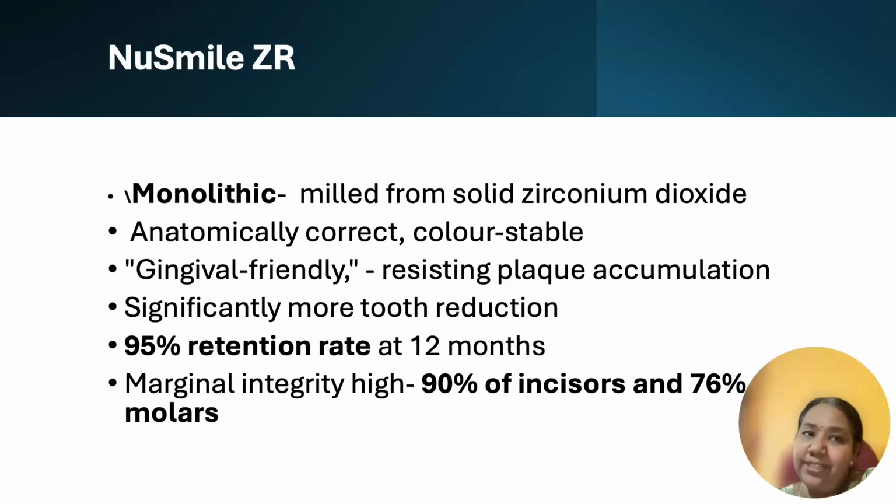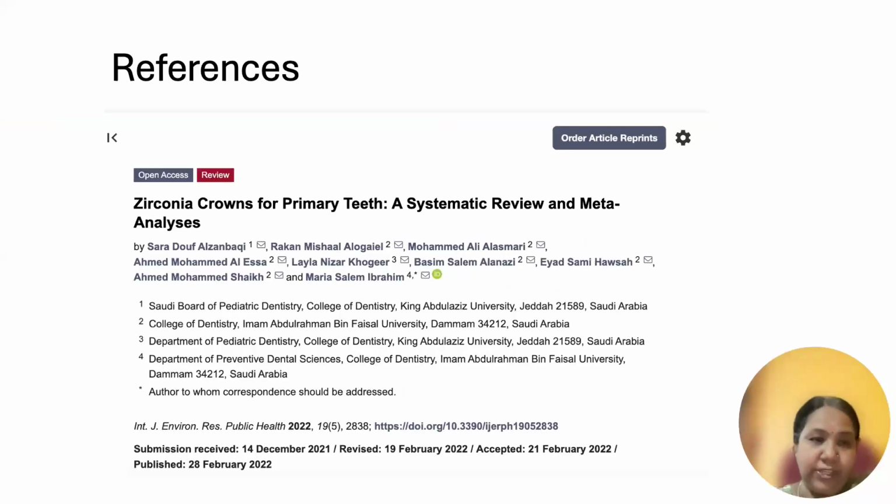But remember, this requires significantly more tooth reduction than other crowns, and it has shown a good 95% retention rate at 12 months and a very high marginal integrity, 90% in incisors and about 76% in molars. So far, again, another article which I would recommend that you read is the systematic review on zirconia crowns for primary teeth. So we will move on to the other aesthetic crowns.